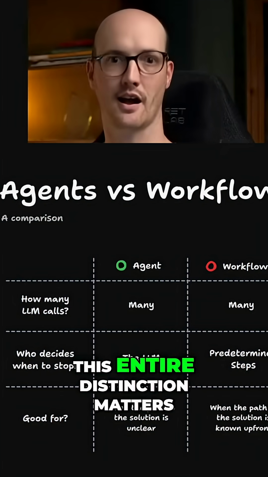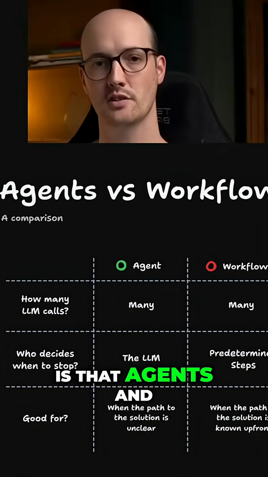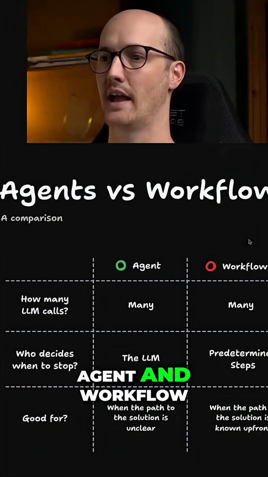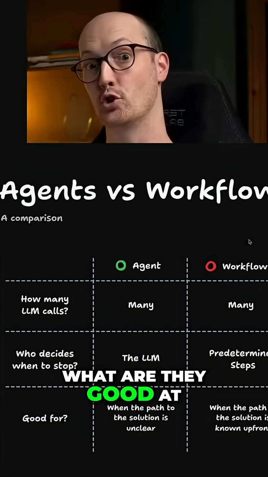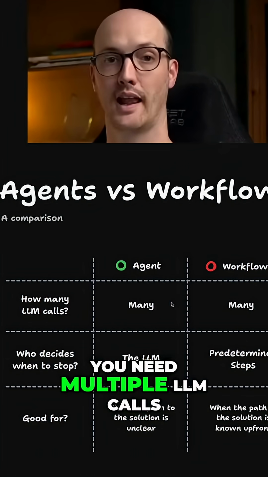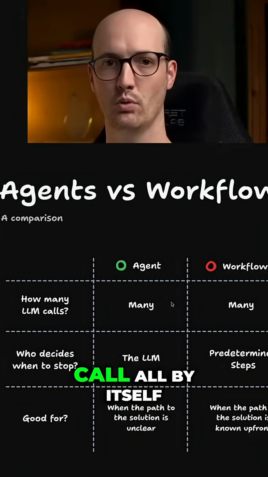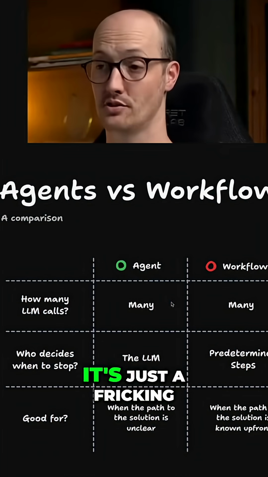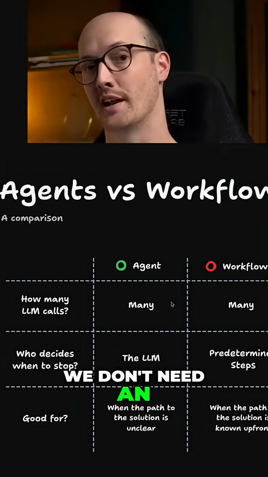Now, the reason that this entire distinction matters is that agents and workflows are good for different things. So let's sum up then. Agent and workflow, what are the differences? What are they good at? Well, the first thing to say is that to qualify in this category, you need multiple LLM calls. A single LLM call all by itself doesn't really qualify as either an agent or a workflow. It's just a freaking API call. We don't need an extra definition for that.